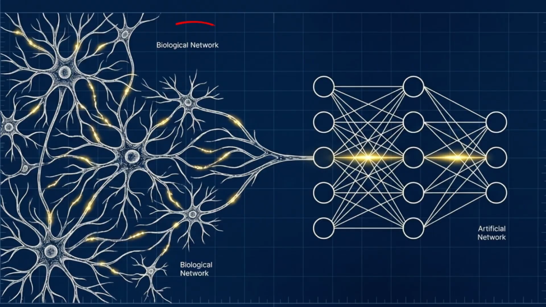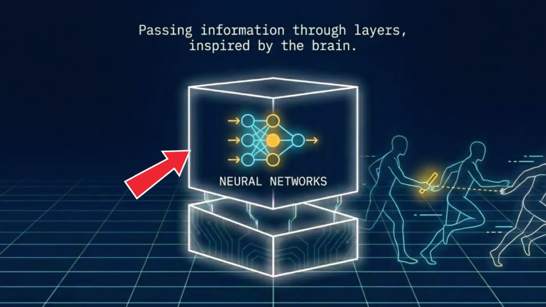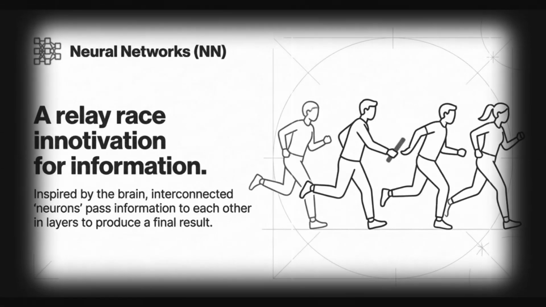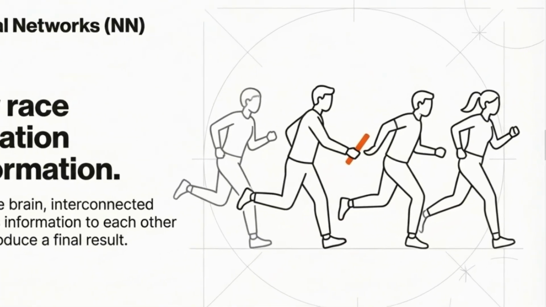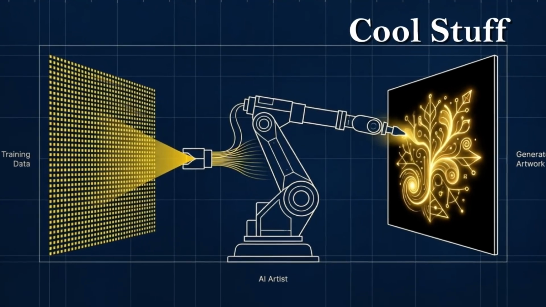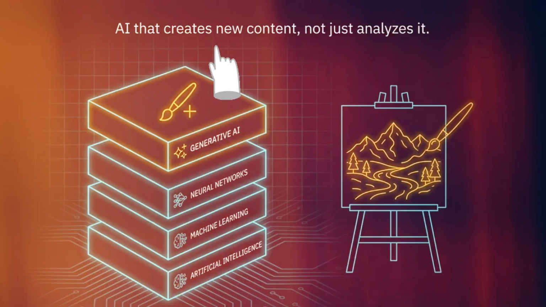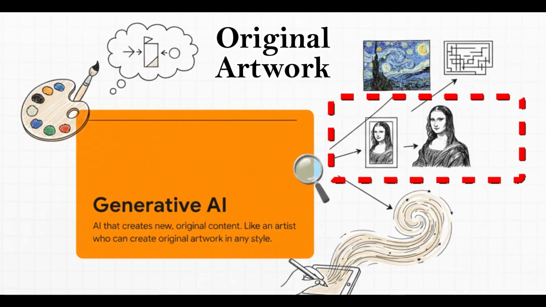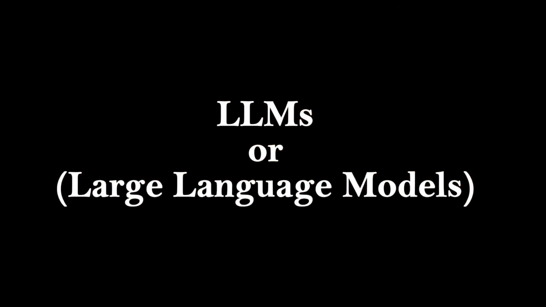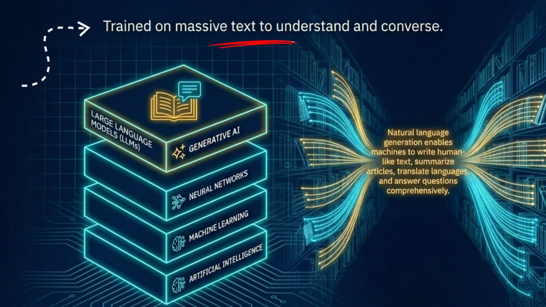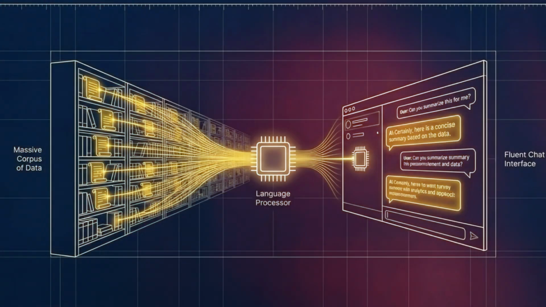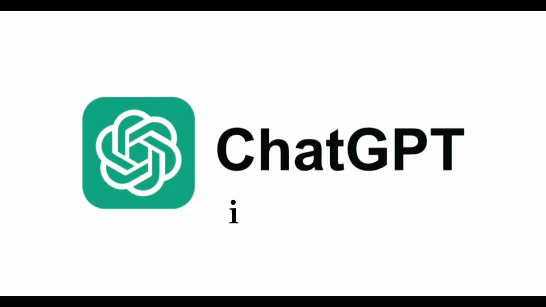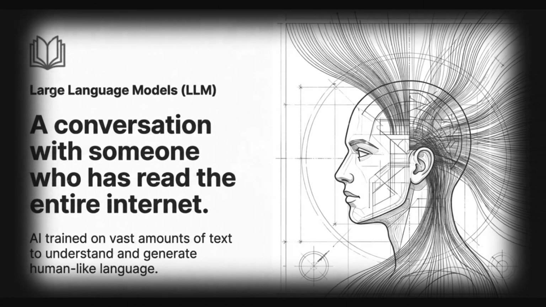Neural networks are inspired by how our brain works, layers of interconnected neurons passing information. Think of it like a relay race, where each runner passes the baton to the next, and by the end, you get a result. Generative AI is the cool stuff you see nowadays, AI that creates new content. It's like having an artist who studied millions of paintings and can now create original artwork in any style you want. LLMs, or large language models, are AI systems trained on massive amounts of text to understand and generate human-like language. ChatGPT is an LLM. It's like having someone who's read the entire internet and can have a conversation about anything.